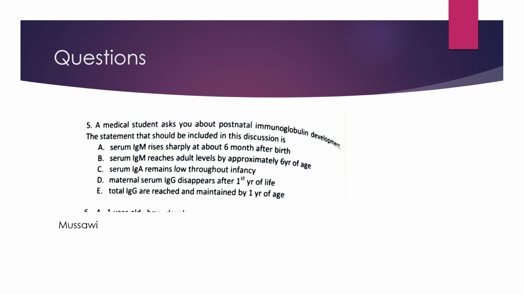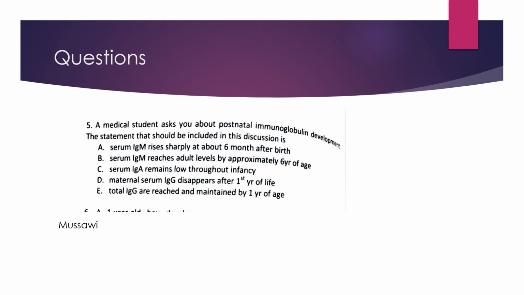Next, a medical student asks you about postnatal immunoglobulin development. The statement that should be included in this discussion is: A, serum IgM rises sharply at about 6 months after birth. B, serum IgM reaches adult levels by approximately 6 years of age. C, serum IgA remains low throughout infancy. D, maternal serum IgG disappears after the first year of life. E, total IgG levels are reached and maintained by 1 year of age.